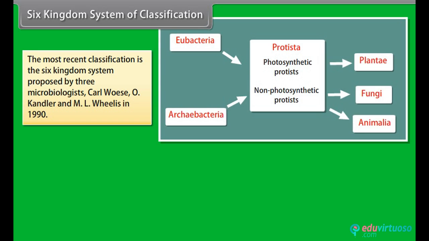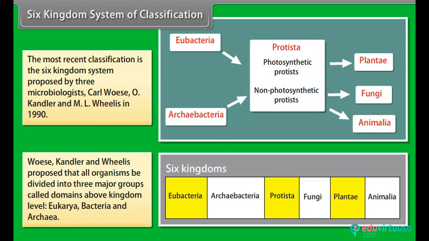Six-kingdom system of classification. The most recent classification is the six-kingdom system proposed by three microbiologists, Carl Woese, O. Kandler, and Mark Wheelis in 1990. Woese, Kandler, and Wheelis proposed that all organisms be divided into three major groups called domains above kingdom level: Eukarya, bacteria, and archaea.